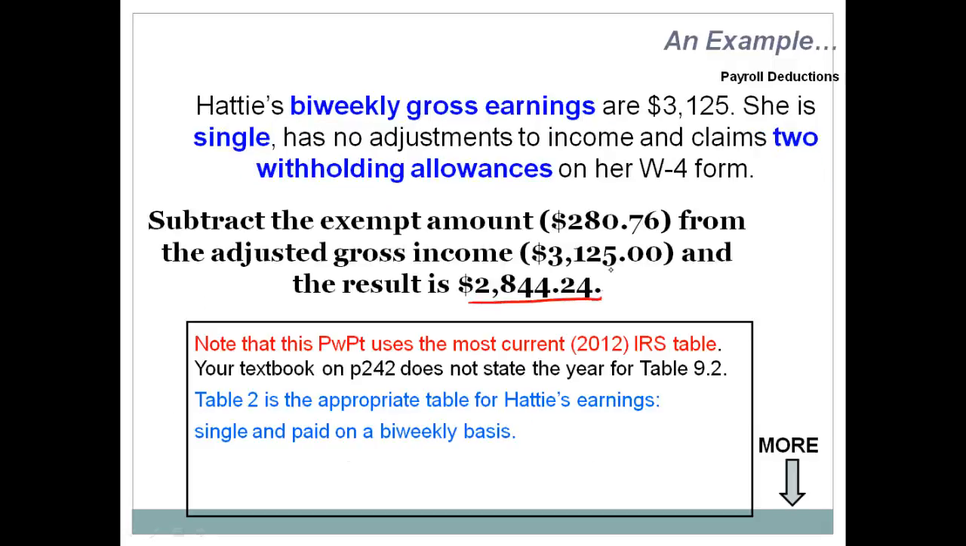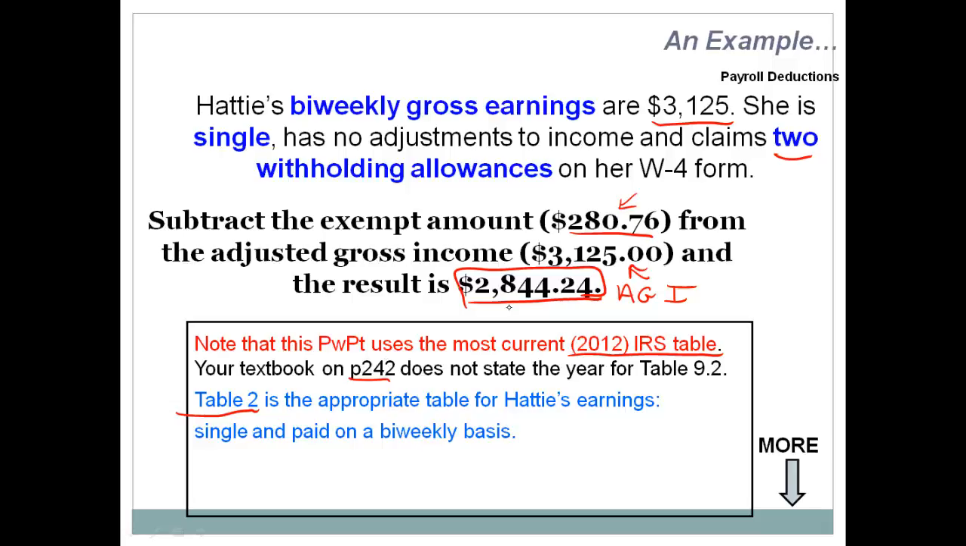So the result would give us $2,844.24. Note that this PowerPoint uses the most current 2012 IRS table in this example, and your textbook on page 242 doesn't state what year it is, but it is not 2012. So the numbers, if you use that table, and the numbers in this PowerPoint will be a little bit different because the taxing amounts have changed. So we would use Table 2, which is coming up on the next slide. On your quizzes, you'll use the one on page 242 in your textbook.